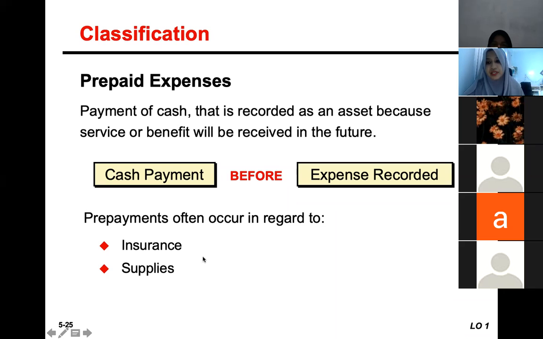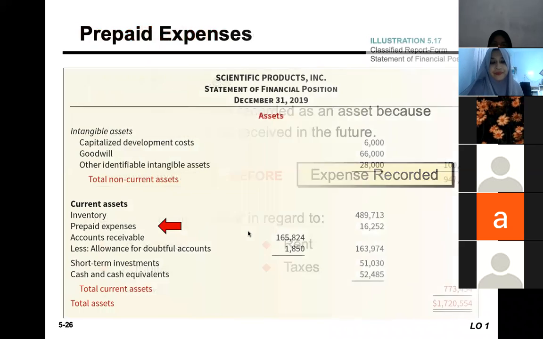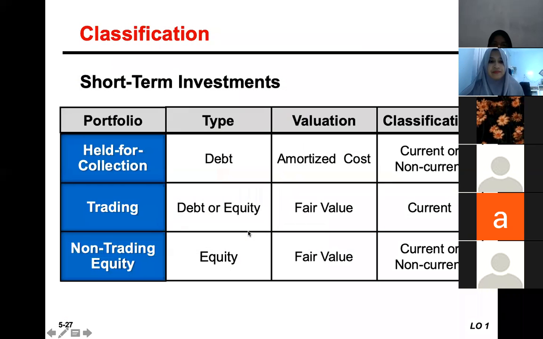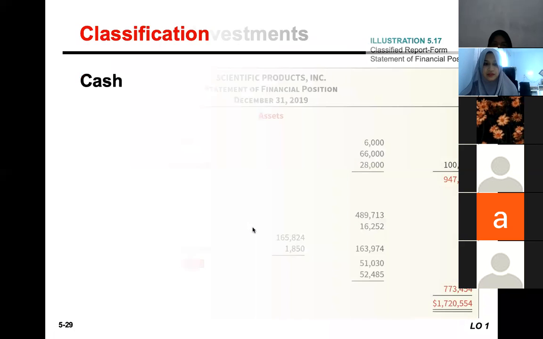Normally for insurance, the company pays for 1 year in full, so they have to do the adjusting entries at the end of the year. When they pay at the beginning, they will record prepaid insurance and credit cash. Same for supplies, printing, etc. Okay. Short-term investment classifications are very similar to long-term investment in securities. I won't go through again.